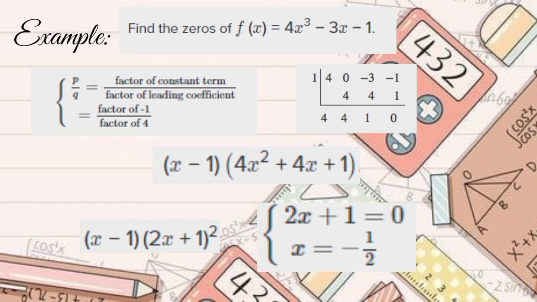The polynomial can be written as x minus 1 times 4x squared plus 4x plus 1. The quadratic is a perfect square. f(x) can be written as x minus 1 times 2x plus 1 squared. We already know that 1 is a zero. The other zero will have a multiplicity of 2 because the factor is squared. To find the other zero, we can set the factor equal to 0. For example, 2x plus 1 equals 0. So here, x is equal to negative 1/2. The zeros of the function are 1 and negative 1/2 with multiplicity of 2.